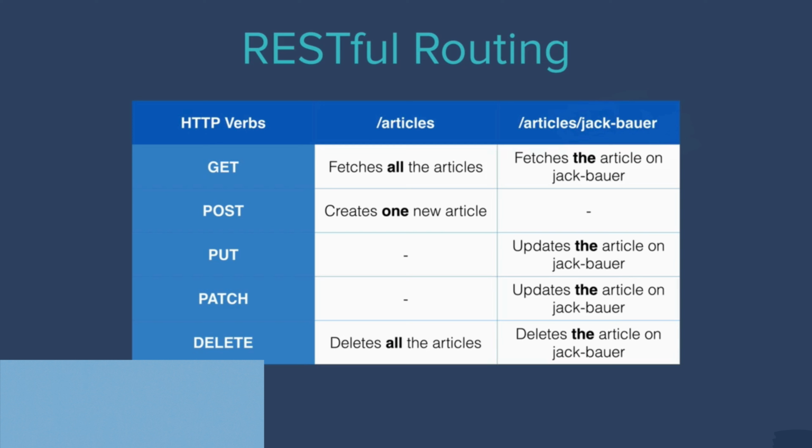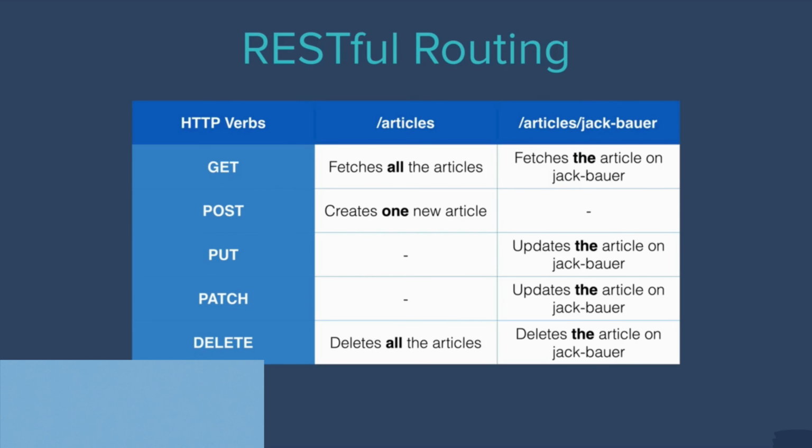But RESTful routing also has rules for individual resources. Within all of the articles, we will have specific articles. Say we had an article on Jack Bauer. If the client was targeting /articles/Jack-Bauer and made a GET request, that would fetch the specific article on Jack Bauer from our database. And you can also use put and patch to update that specific article, and you can delete the specific article as well.